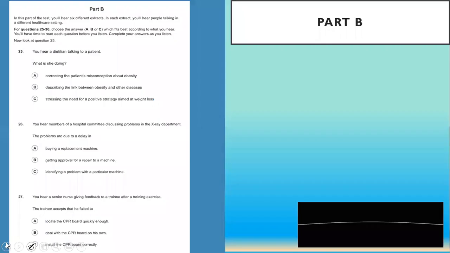All right, so we have here a sample in Part B. In Part B, you will hear 6 different extracts.